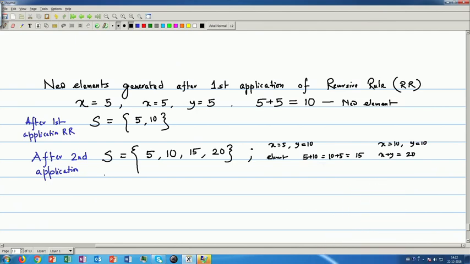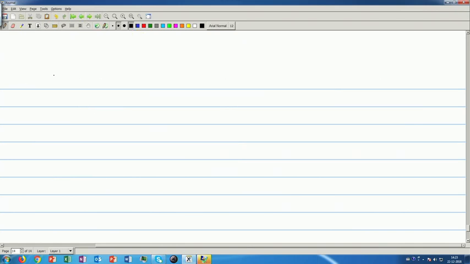So, if I now proceed in this way, finally what we will get is that S is the set of all the multiples of 5. So, one set we can generate by using this type of recursive definition. Now, we take another example.